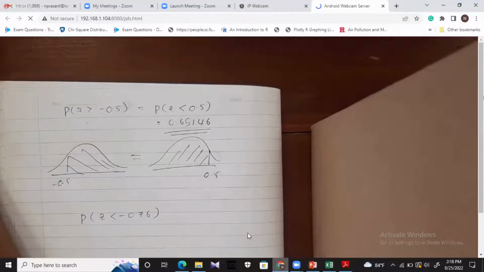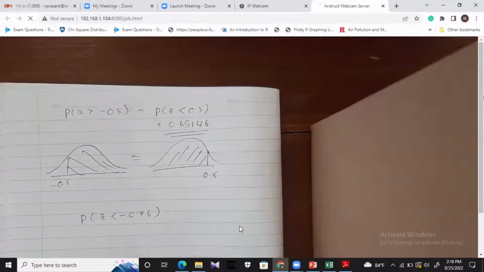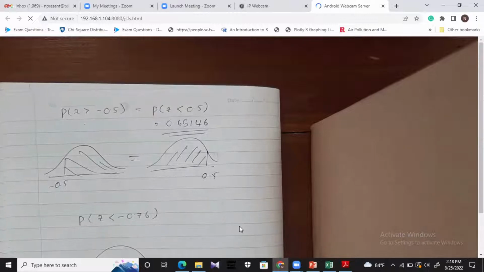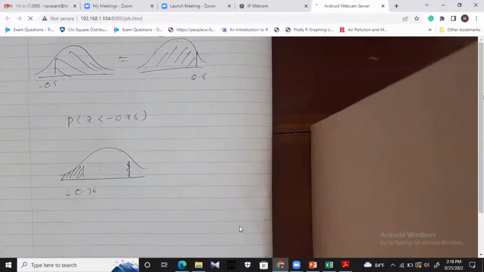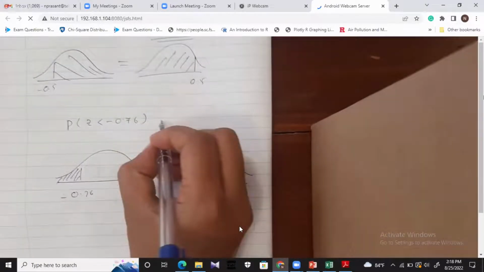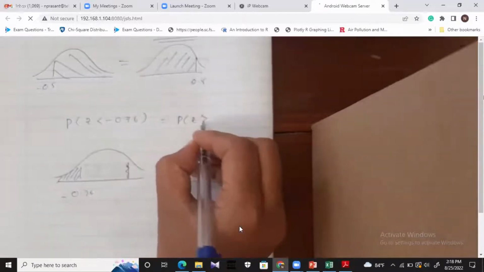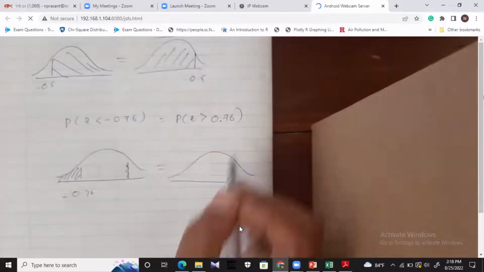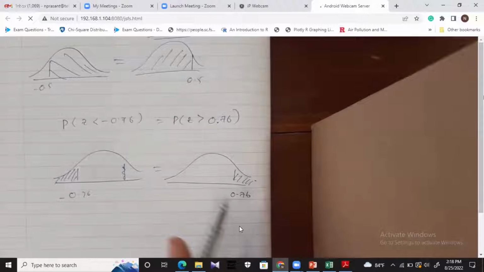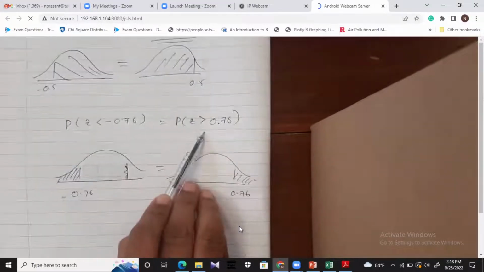But if you draw the histogram or the distribution curve, it is like this. We need to find this region, the small region. Okay. And this is similar to P of Z greater than 0.76. No? This is equal to this. Is it greater than 0.76?